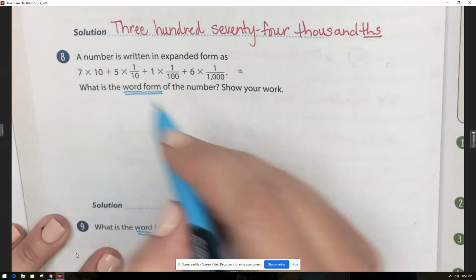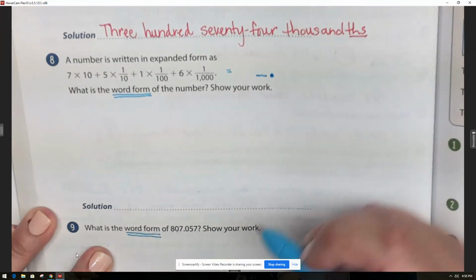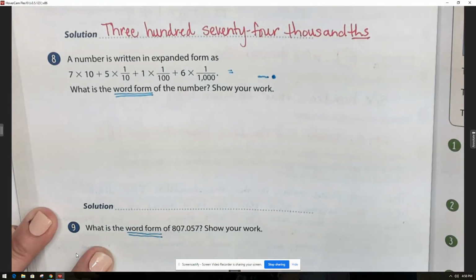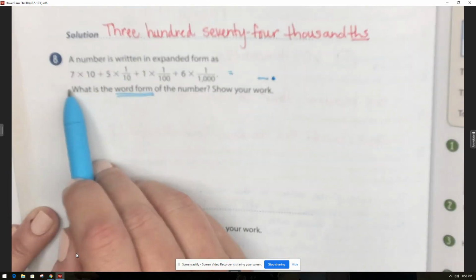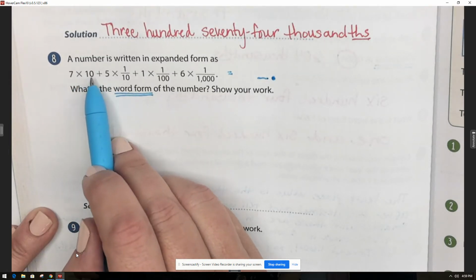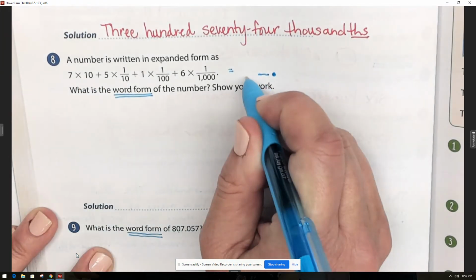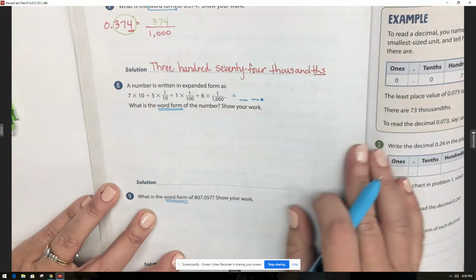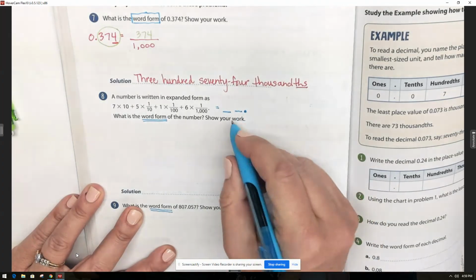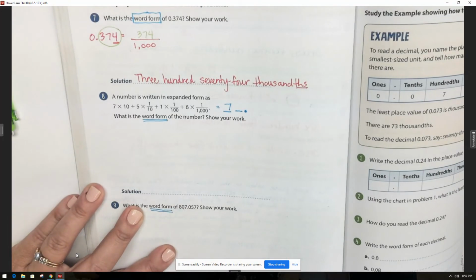So what I'm going to do first is write my decimal. And then I'm going to put my ones place next to it because I always have a ones place next to my decimal. Then I'm going to look over here at this number and say, okay, I have 7 times 10. That means that I have a 7 in the tens place. Now, I didn't draw a line for the tens place, but I'm going to draw it right now. So if I have a 7 in the tens place, I know that this is my ones and this is my tens. So I'm going to put a 7 in my tens place.